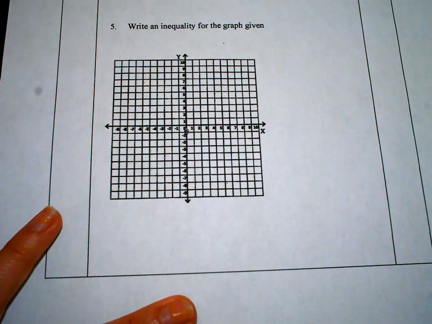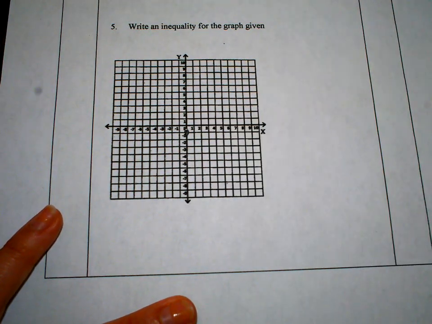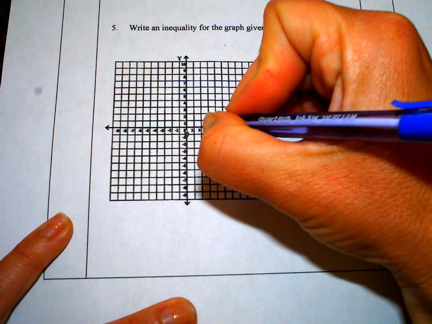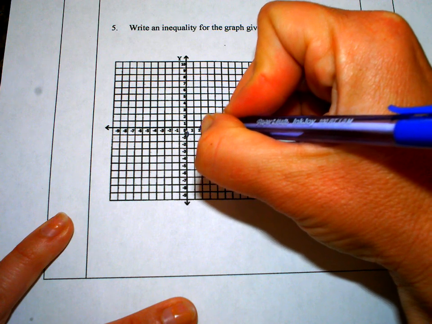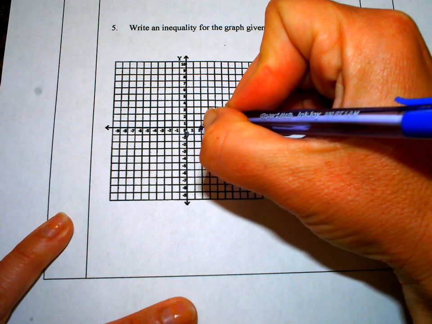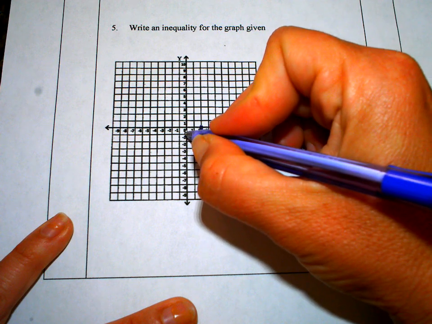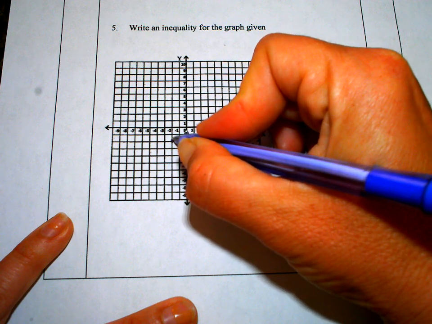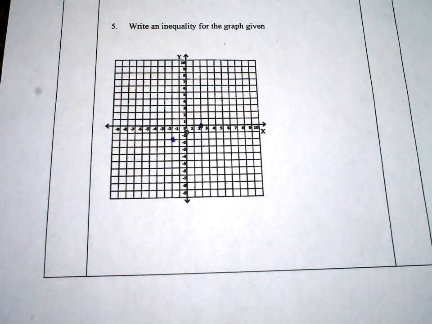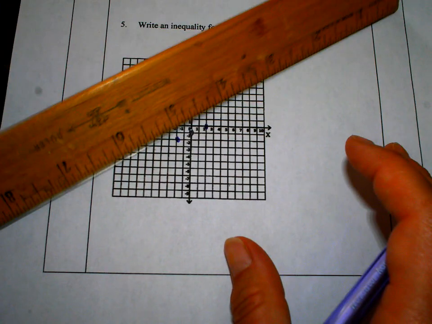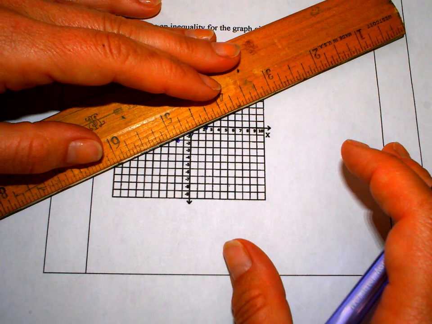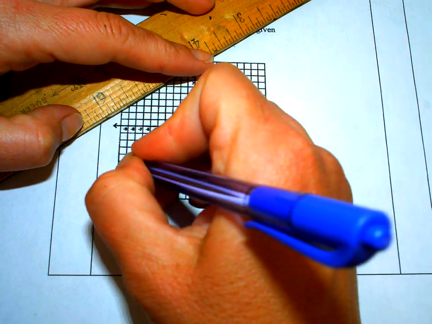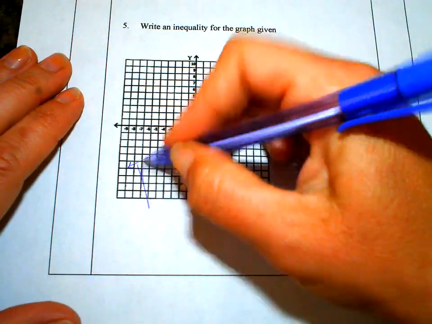Put a dot at negative 1. Then I want you to put a dot at 2, 0. Then I want you to put a dot on the other side, negative 2, negative 2. I want you to connect this line with a solid line. Then I want you to shade it here.